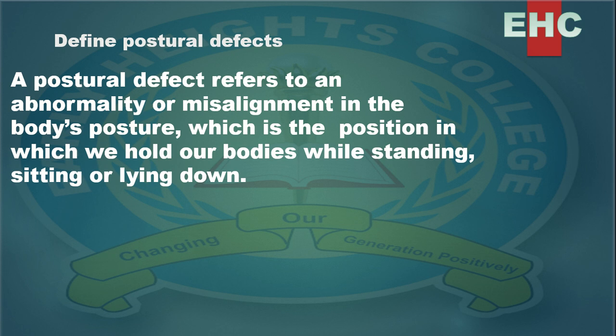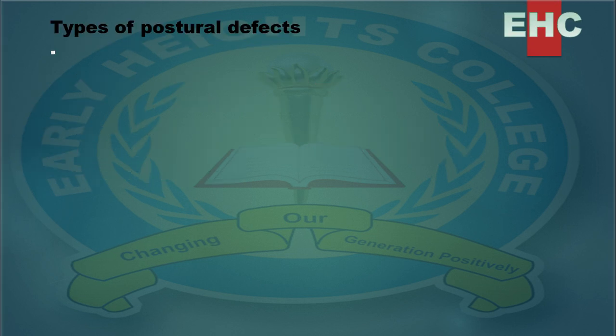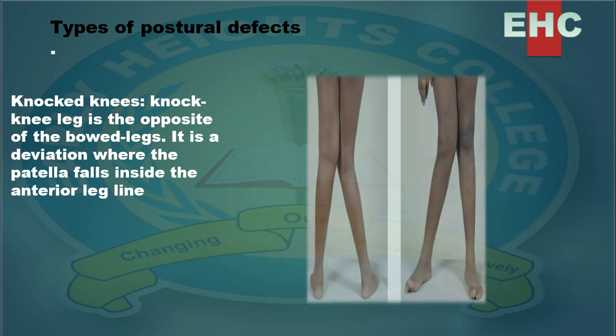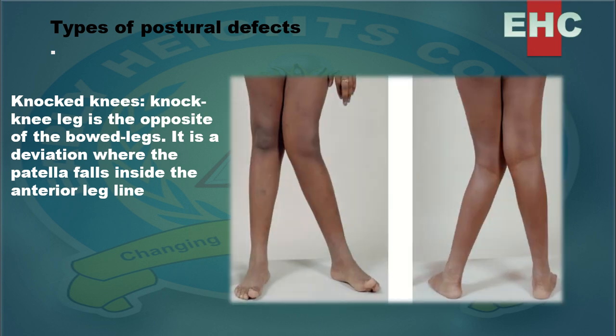We already know that posture is the position in which our body is held while we sit, stand, and lie down. So let's go into different types of postural defects. The first type we want to look at is knocked knees. Knocked knees is when your patella is a bit curved inward. It falls inside the anterior leg, making your legs take a K type of shape.